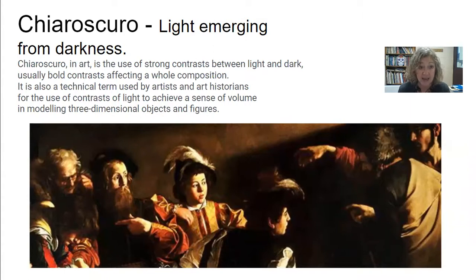That is called chiaroscuro. Chiaroscuro means light emerging from darkness, and it is used in art to create strong contrasts of light and dark, usually bold in its contrast, affecting the whole composition. It's also a technical term used by artists and historians for the use of contrast of lighting to create this sense of volume in modeling of three-dimensional objects and figures.